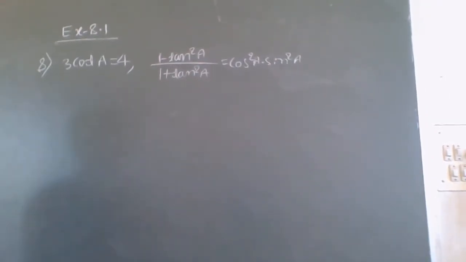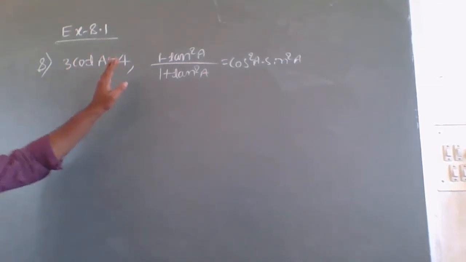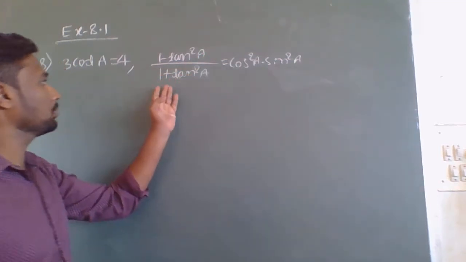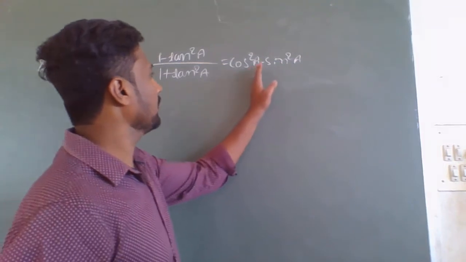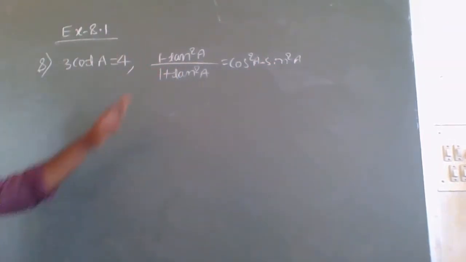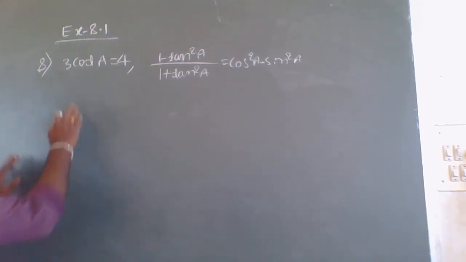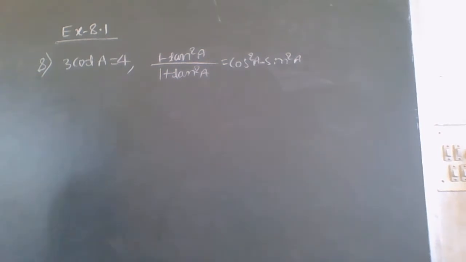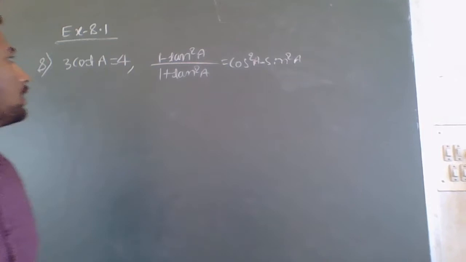So here they have given that 3 cot A is equal to 4 and we have to check whether 1 minus tan square A by 1 plus tan square A equals cos square A minus sin square A or not. Now to check this, first what do we have to do? First we have to find all the ratios of trigonometry. They have given the cot A value, and using this we have to find the sin, cos and tan values.